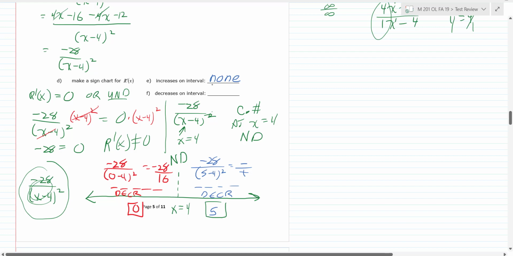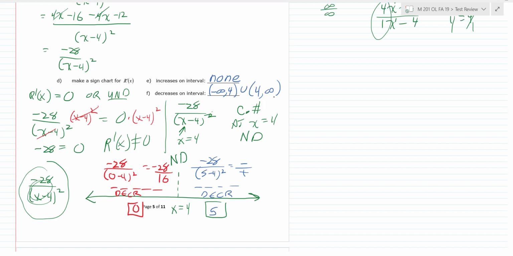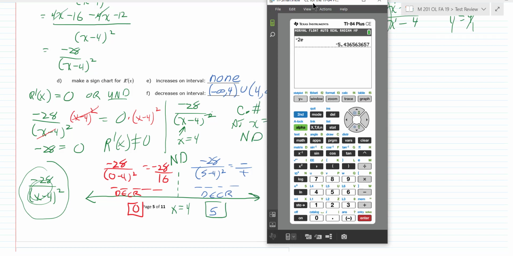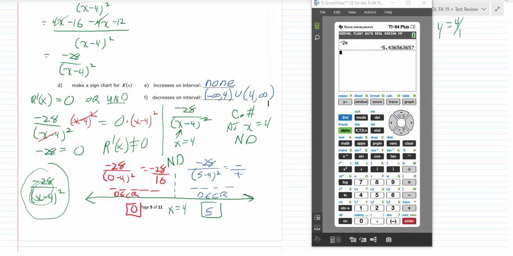Decreasing is going to be negative infinity to 4 union 4 to infinity. And you have to have parentheses around that 4 because the function is undefined at 4. Remember, you have a vertical asymptote at 4 anyway. Okay, so we'll go ahead and check this real quick on the calculator and see what we got here.